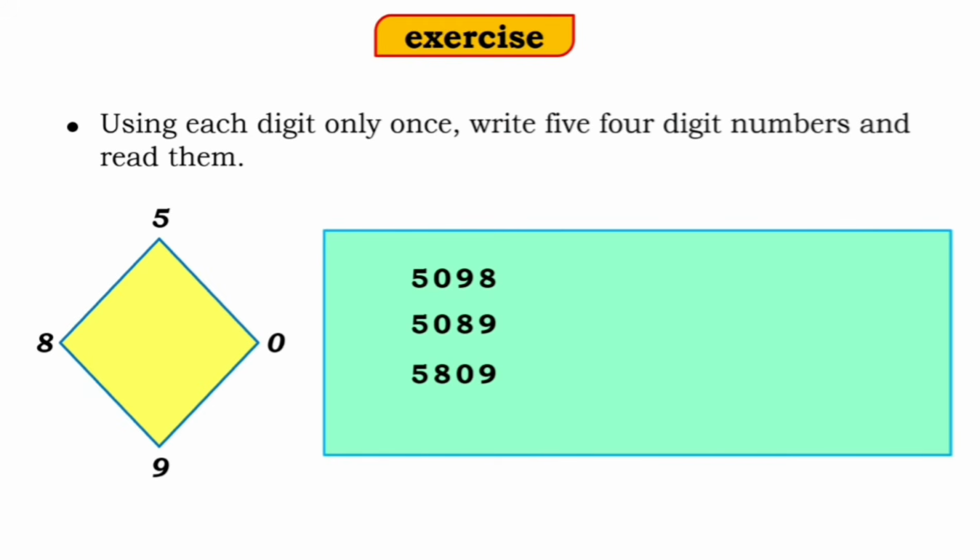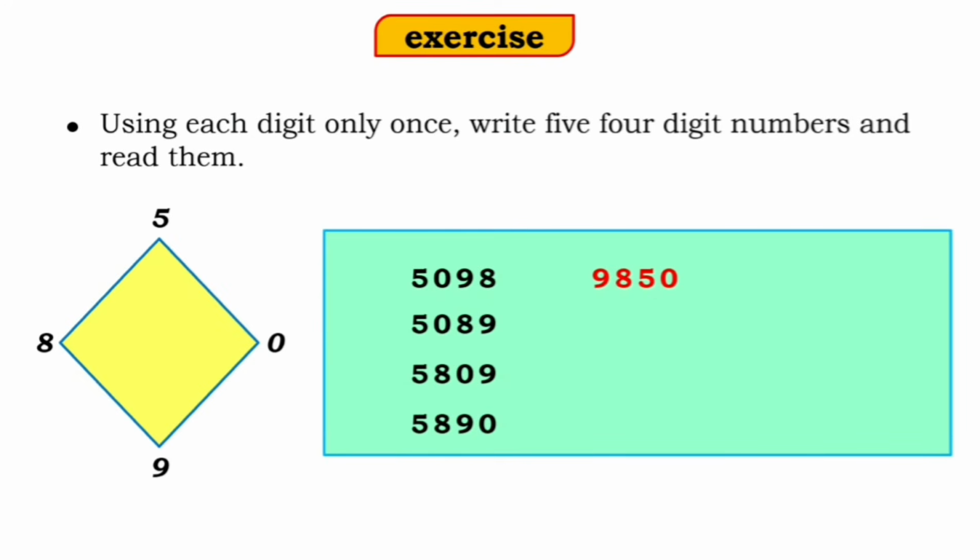5809. Now again we will interchange the tens place and the units place. So the number will be 5, 8, 9, 0. That is 5890. Now we will take 9 in the thousands place to form the next number. So the number will be 9850.